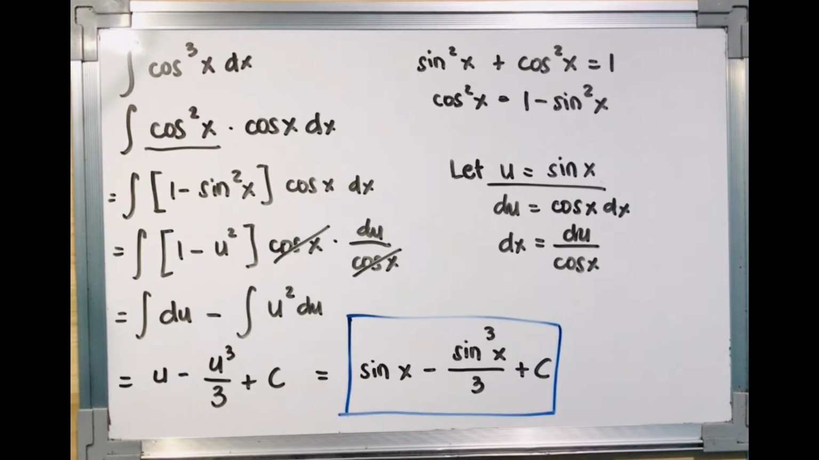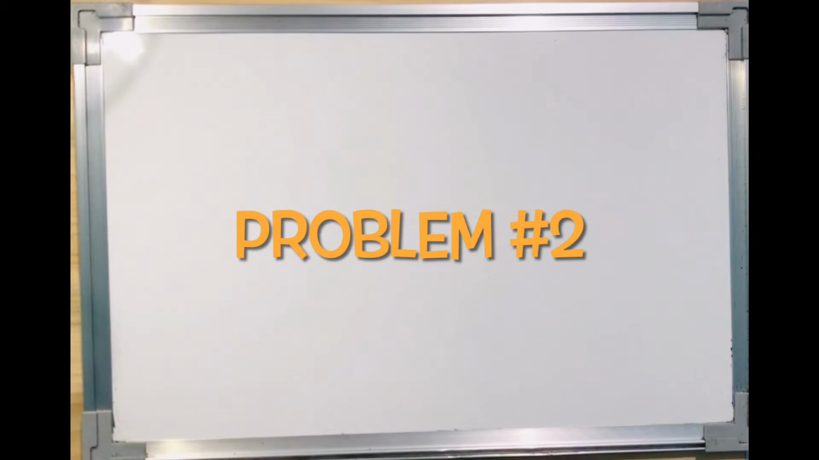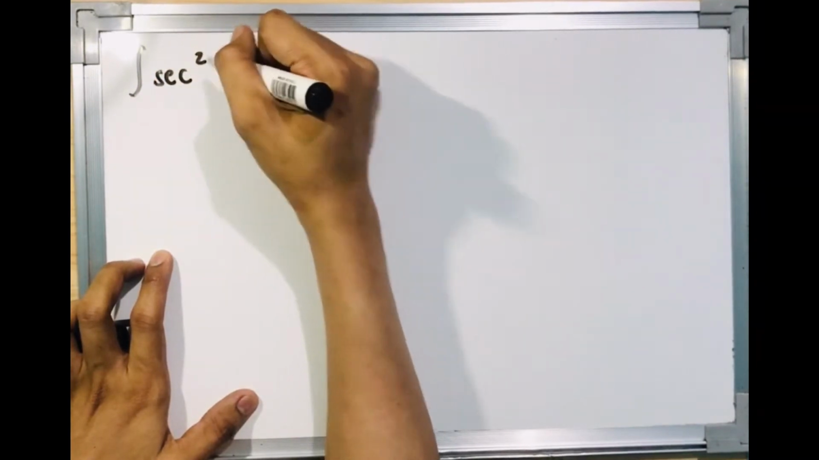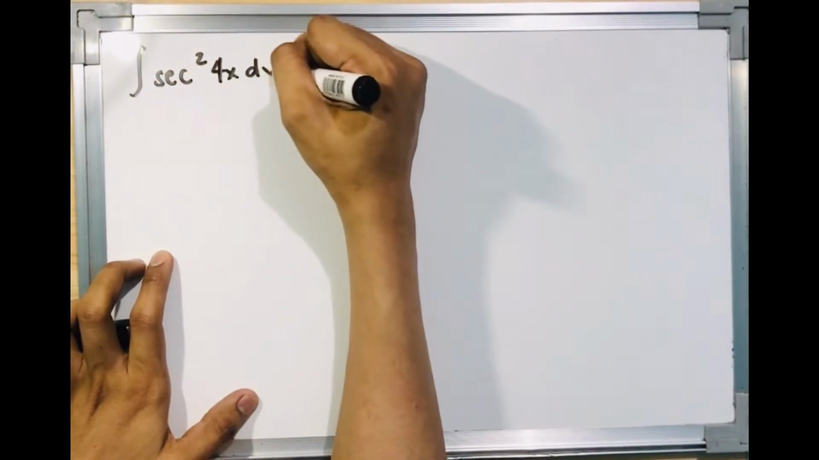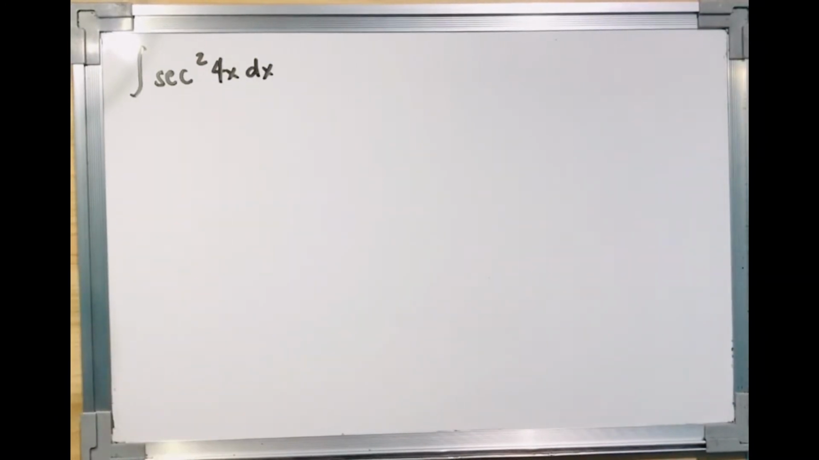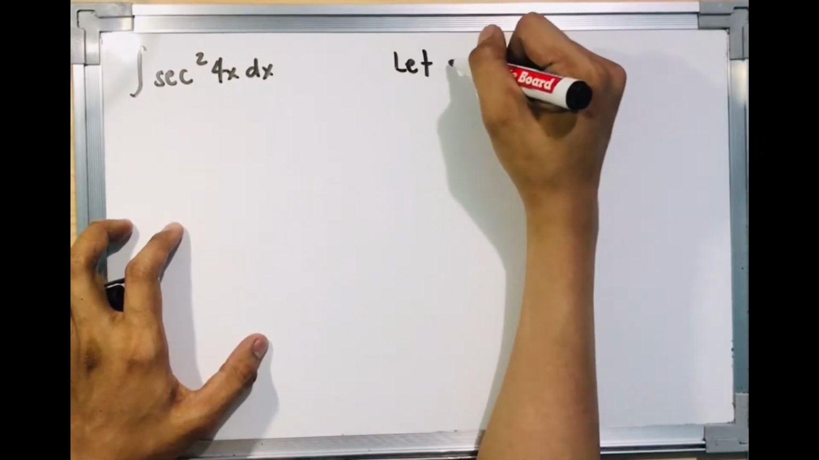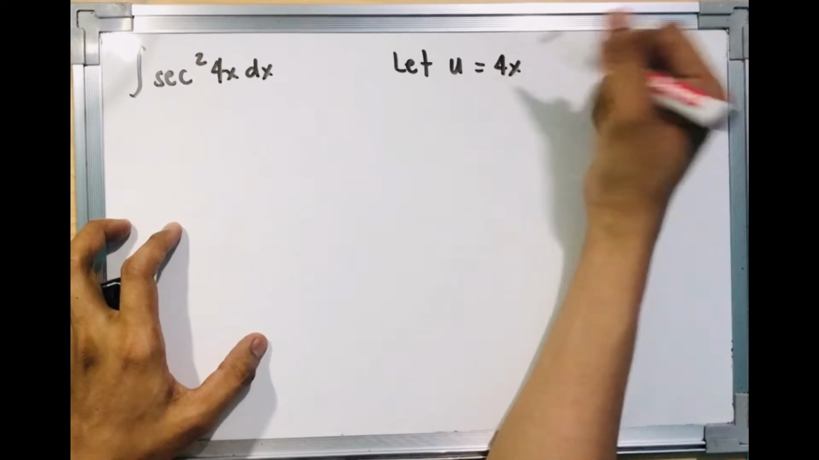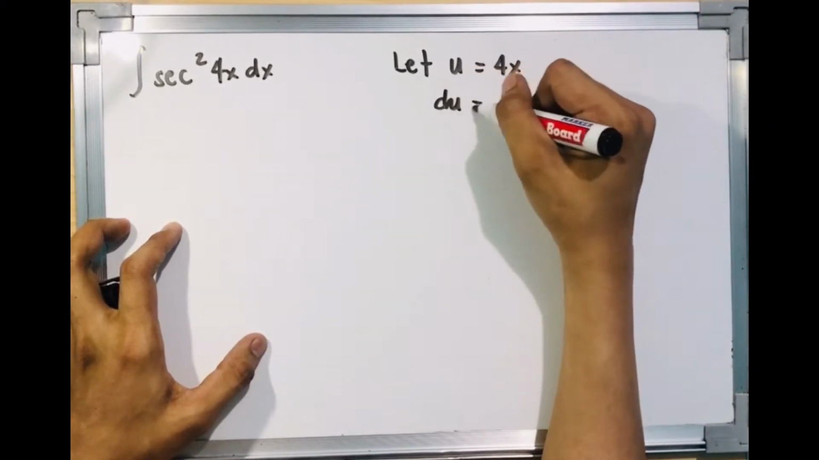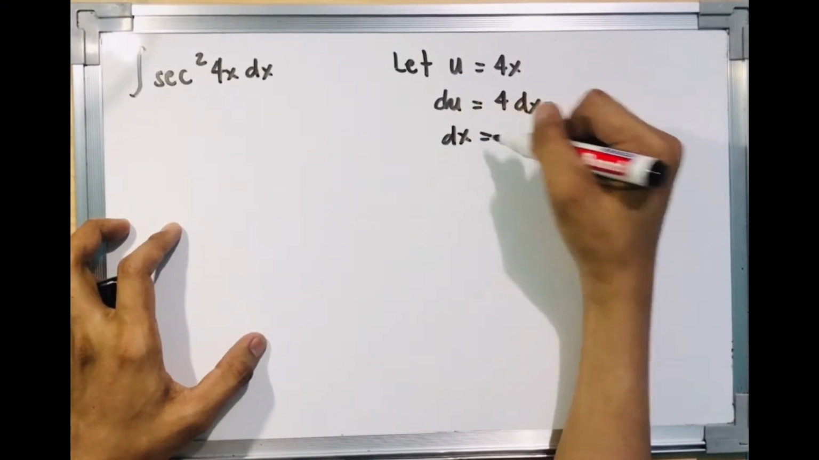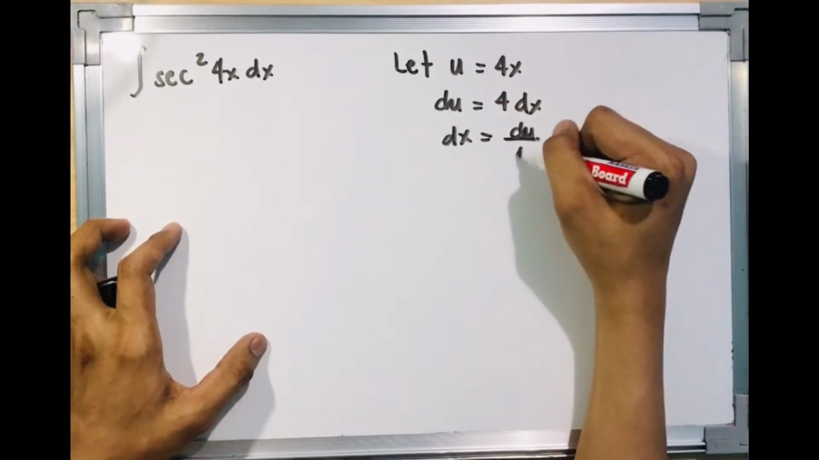Alright, let's proceed to the next problem. So our next problem is a more basic function. That's the integral of secant squared 4x dx. Okay? So gagamitin lang natin dito is u substitution at walang mangyayaring identities. Alright, so let's set up u is equal to 4x. And therefore my du is equal to 4 dx. My dx is equal to du over 4.